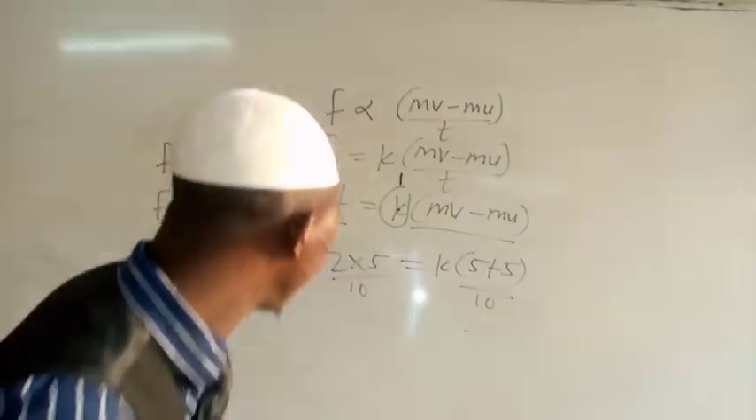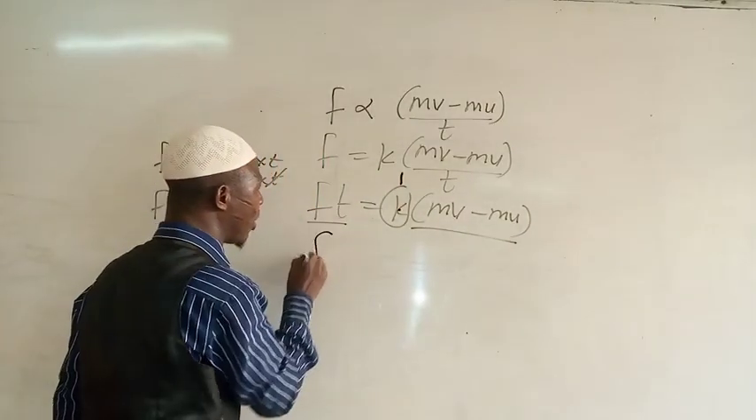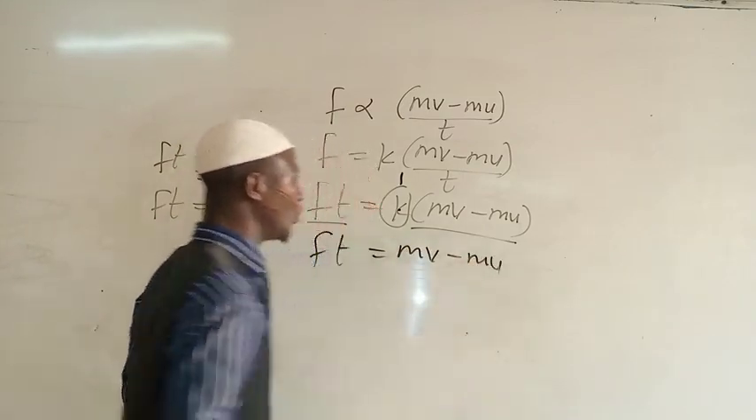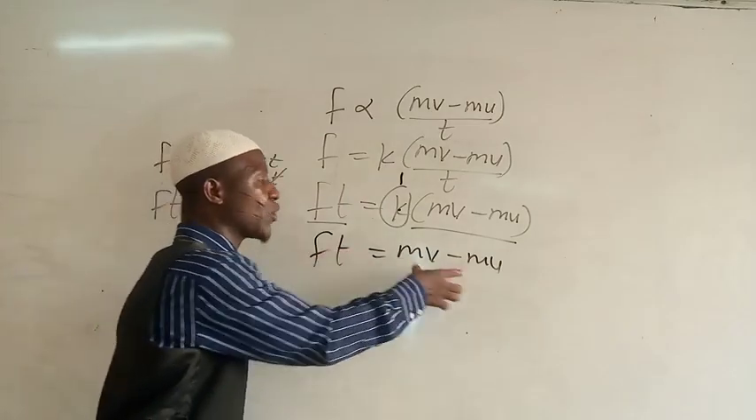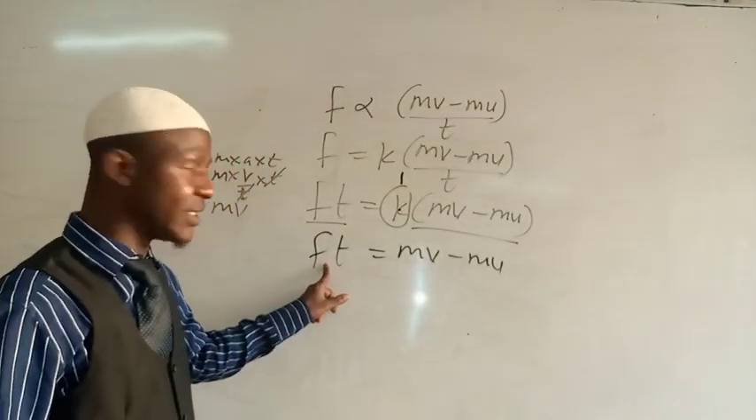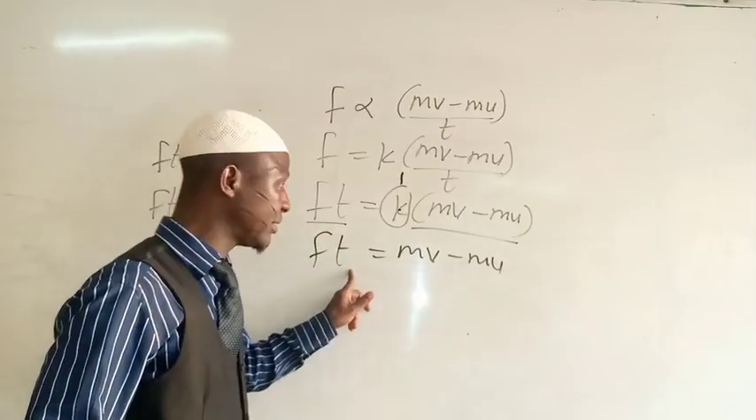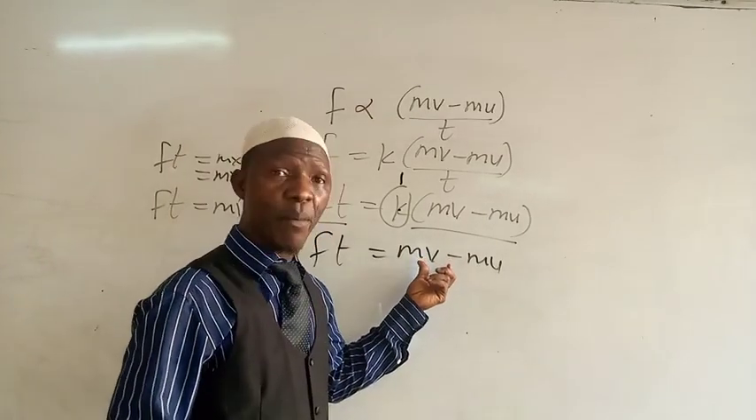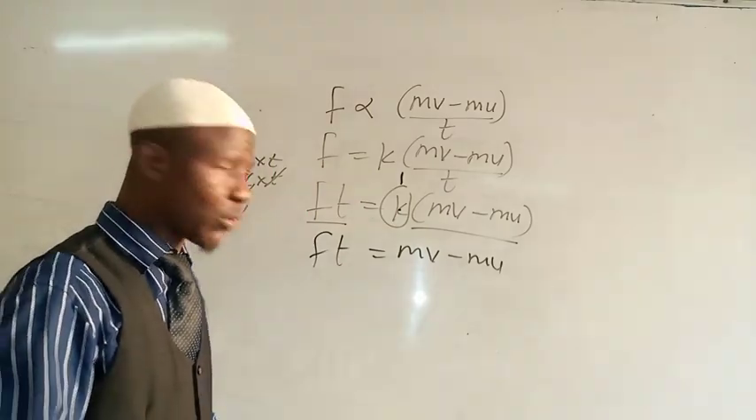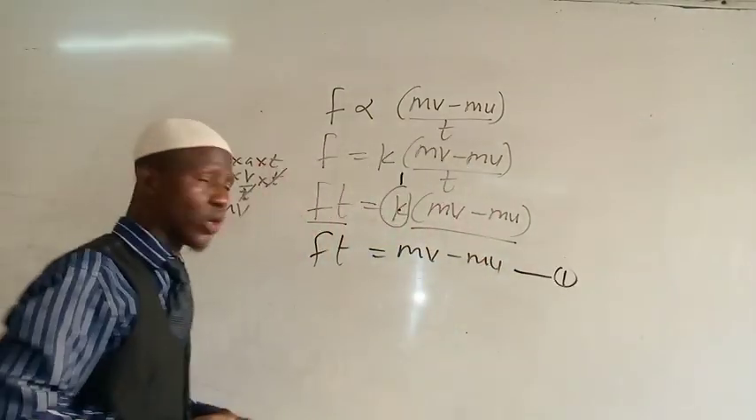So therefore, if k is equal to 1, this becomes Ft is equal to mv minus mu. Therefore, impulse is equal to change in momentum. And don't forget, impulse, as you can see, is equal to the product of force and the time during which it acts, while momentum is the product of mass and velocity. So we prove this, that impulse is equal to momentum.